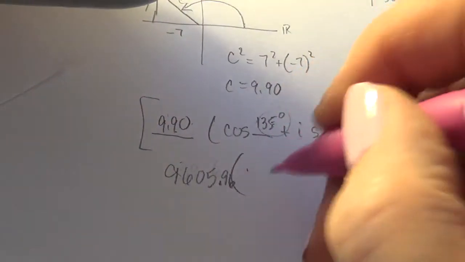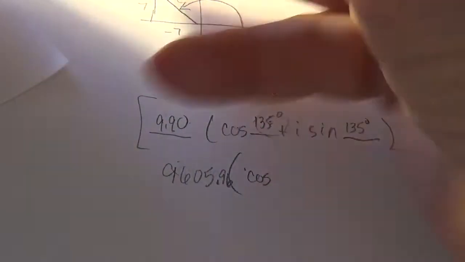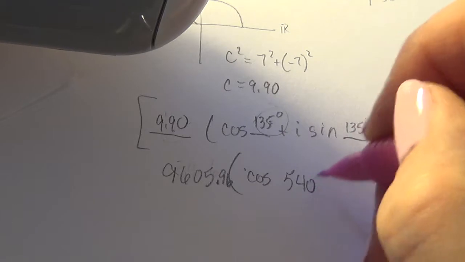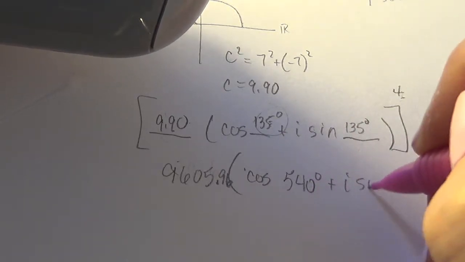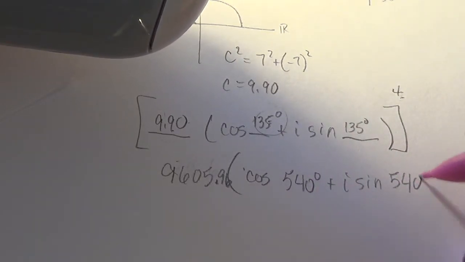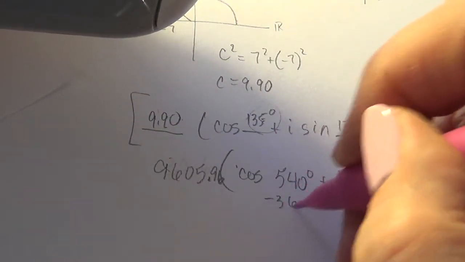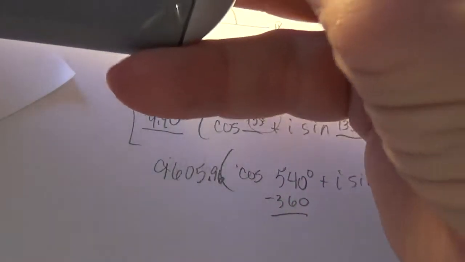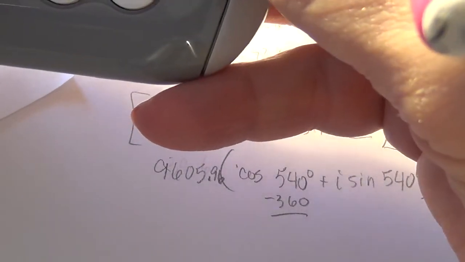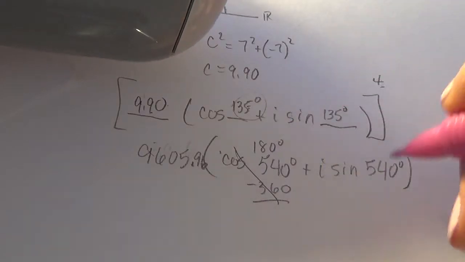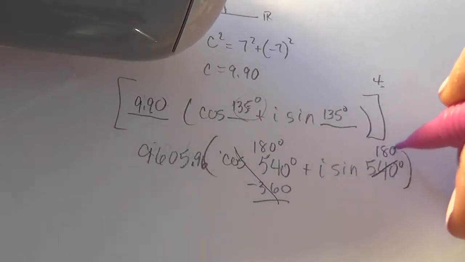So we have cosine 135 times 4 is 540. And this will be the same. 540 is bigger than 360, so we'll reduce it back by subtracting 360. It equals 180. So this is 180 as well.